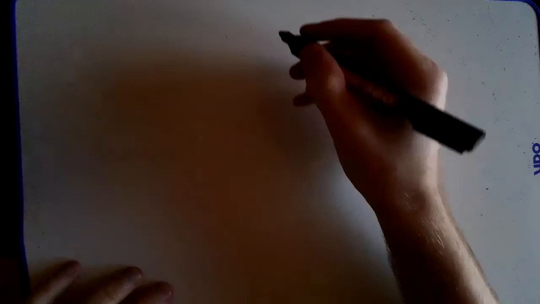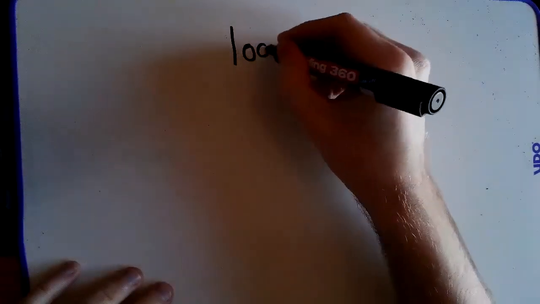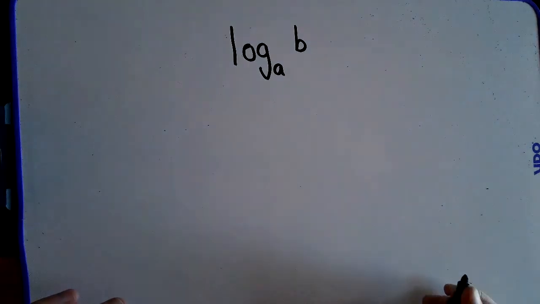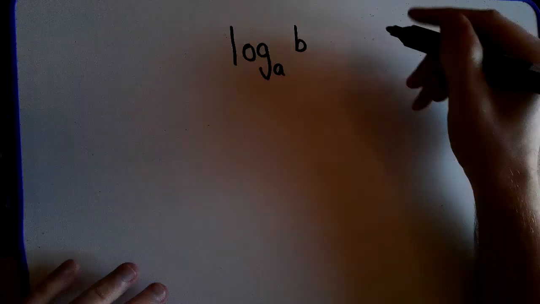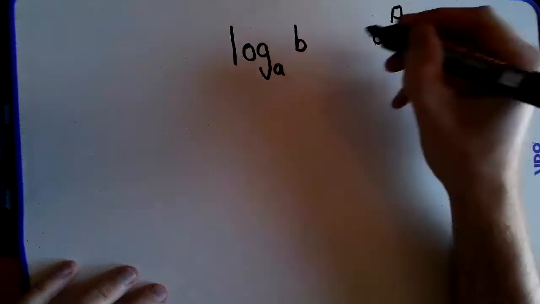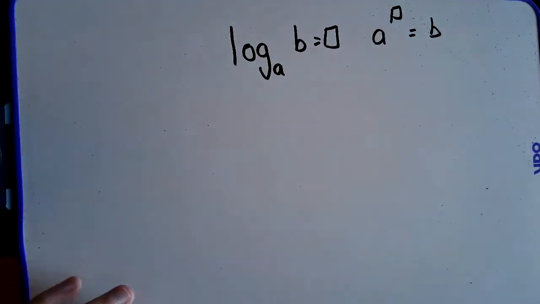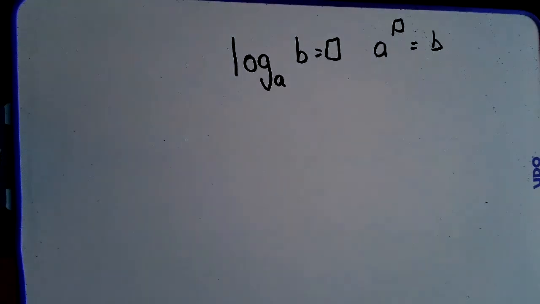So let's look a bit more closely at what logs are. Log base A of B just means A to the power of something equals B, so that's what this something is equal to. So it's the inverse of exponentials.